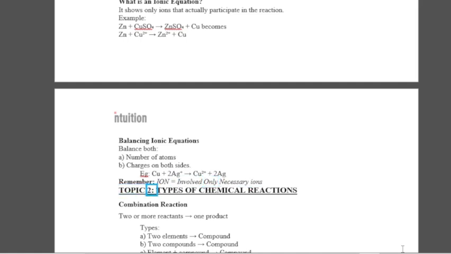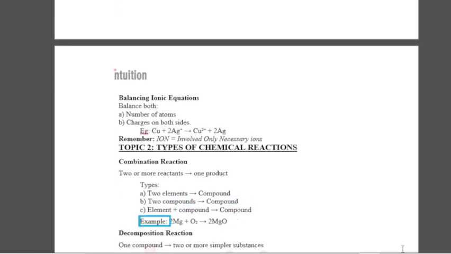Topic 2. Types of chemical reactions. Combination reaction: 2 or more reactants, 1 product. Types: a. element plus element, b. compound plus compound, c. element plus compound. Example: 2Mg + O2 → 2MgO.